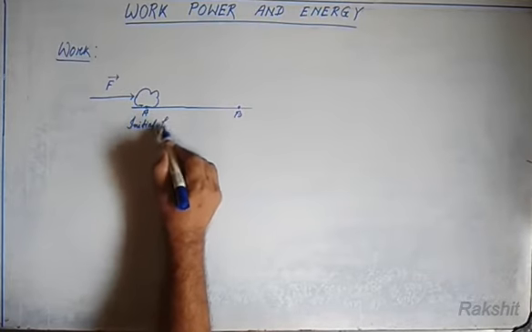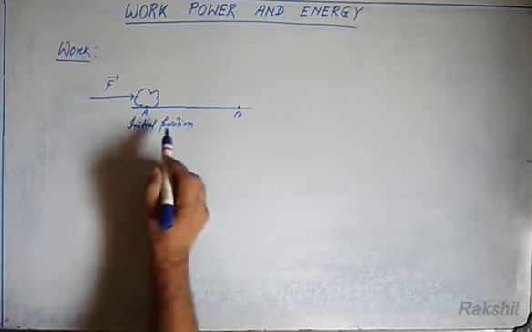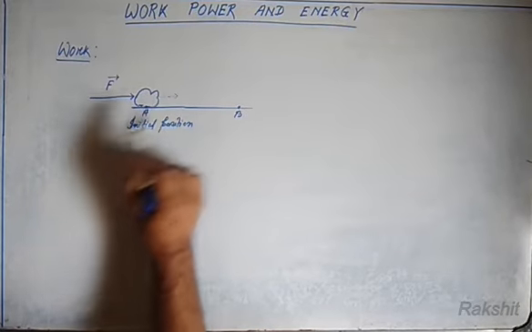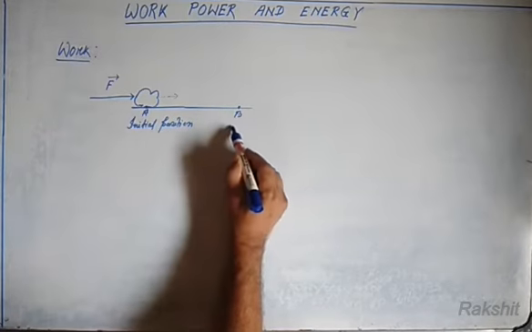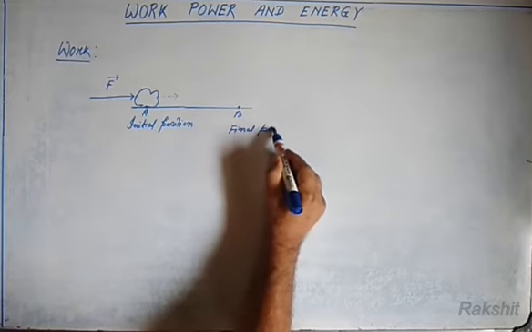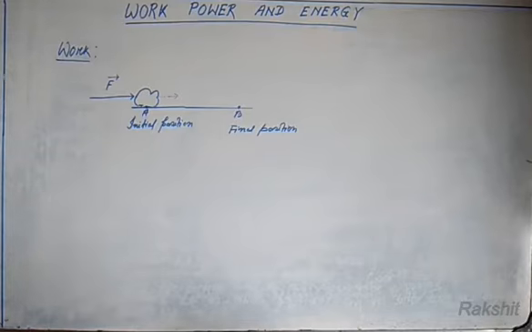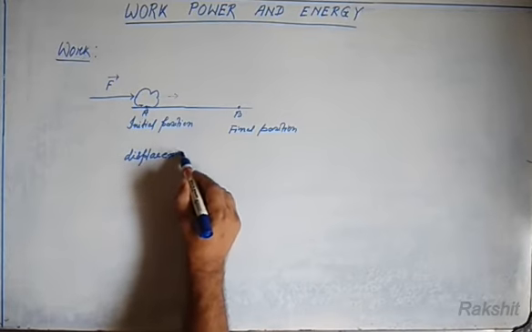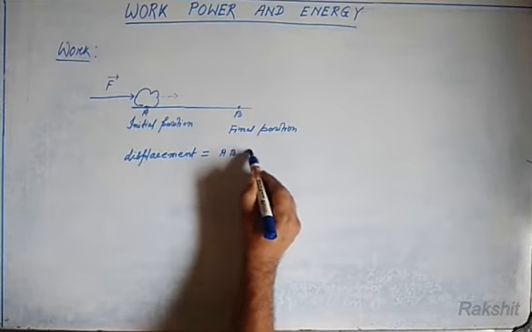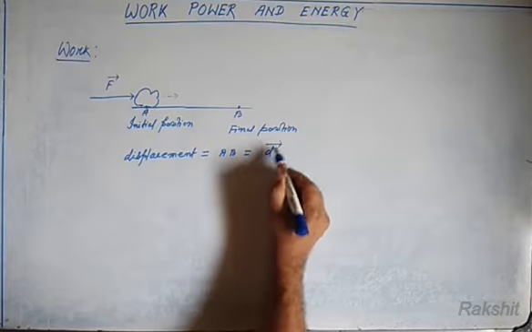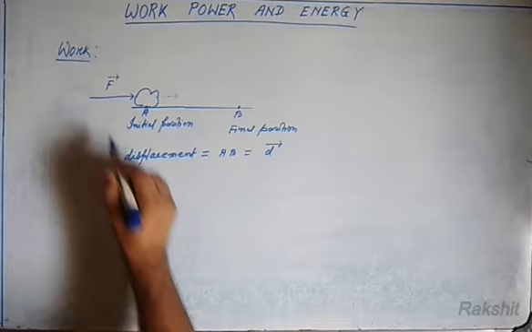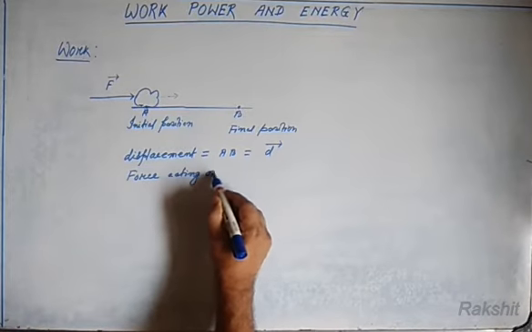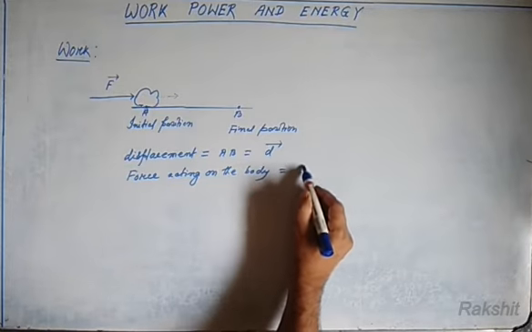As the body is acted upon by a force, it will move along the direction of the force, and after a certain time, the final position of the body becomes B. So we can say the displacement AB is equal to, say, D. It's a vector quantity, as AB has a fixed direction, and the force acting on the body is equal to F.